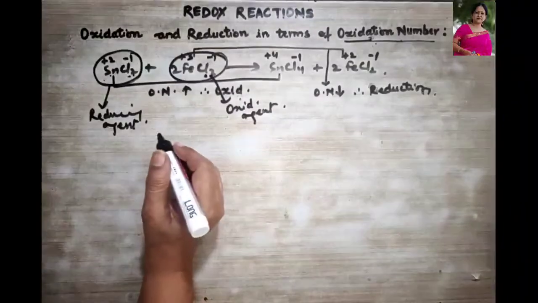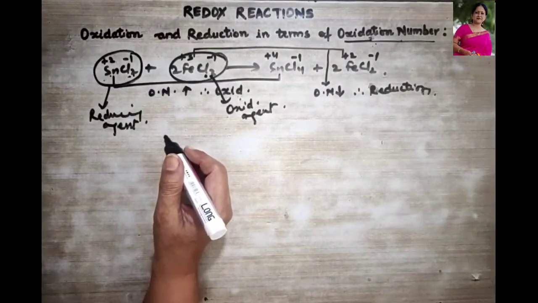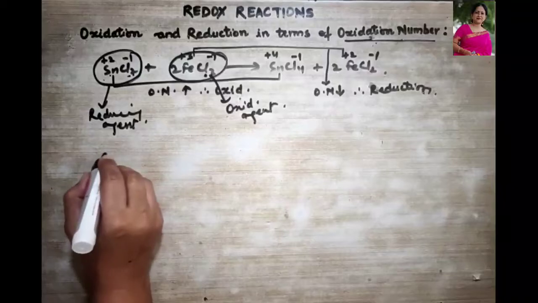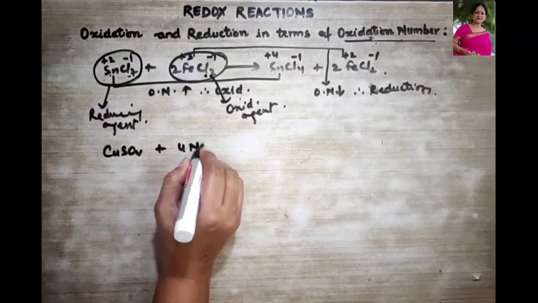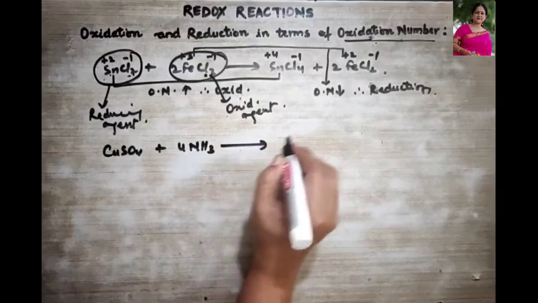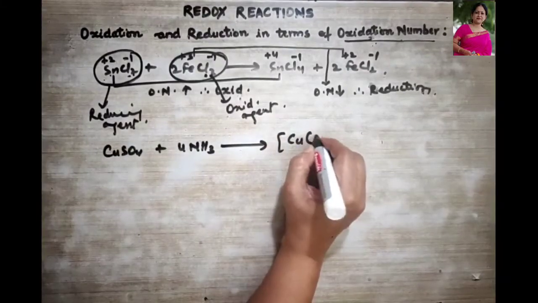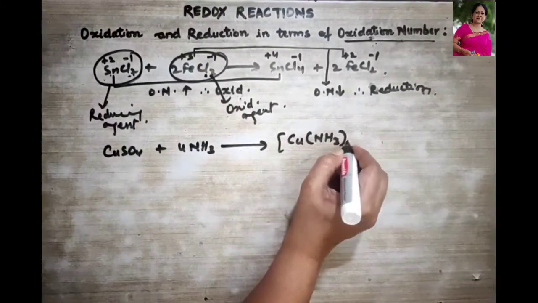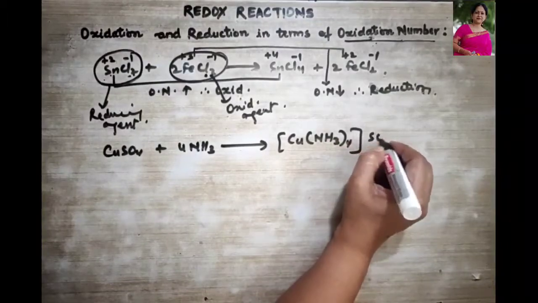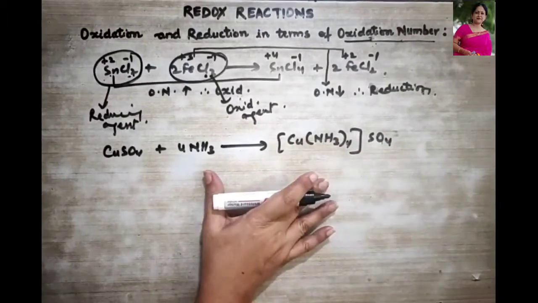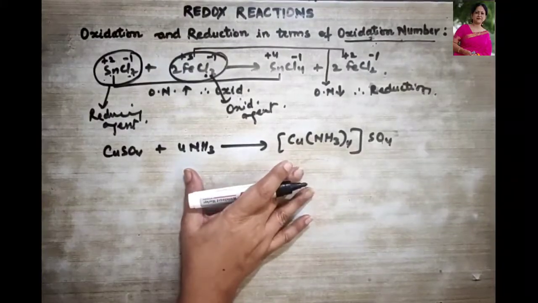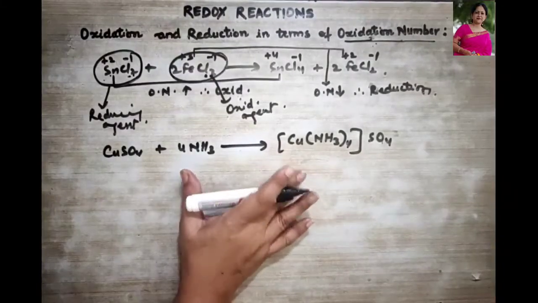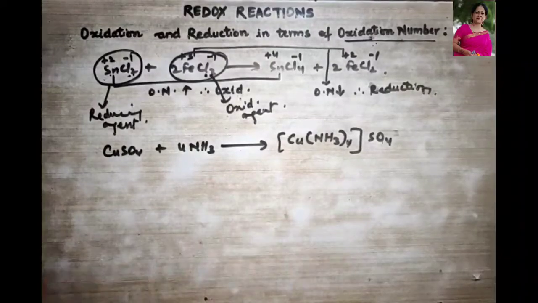Okay, so let me take a few examples, like copper sulfate plus 4NH3 gives Cu(NH3)4 SO4. So this is the reaction. Now you have to tell me whether this reaction shows redox reaction or not. Right, so let us see.